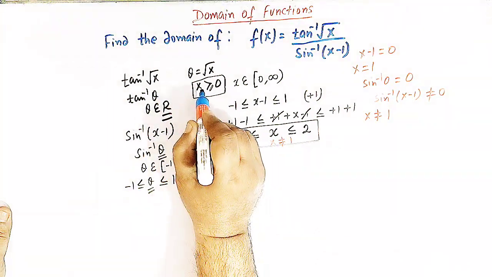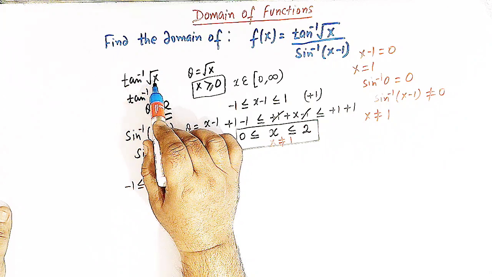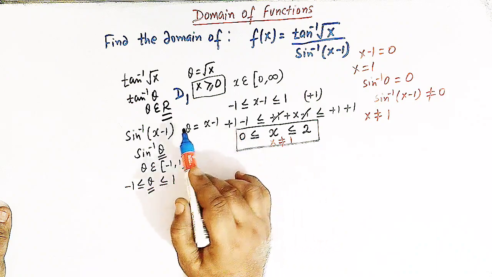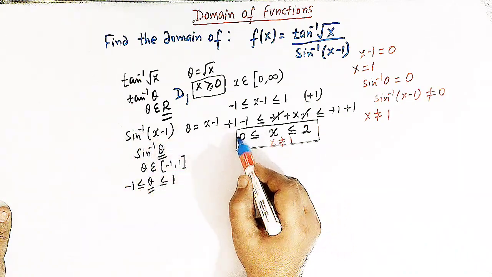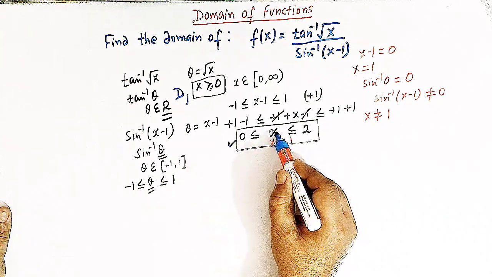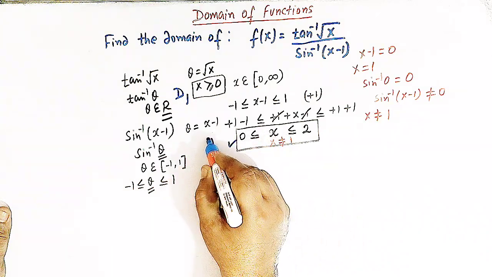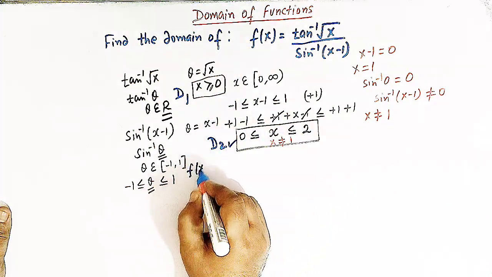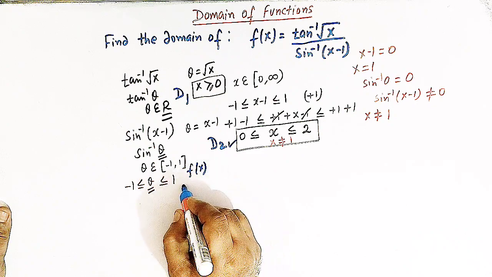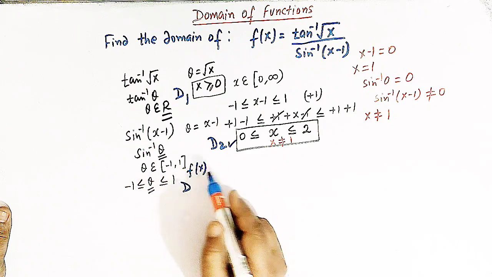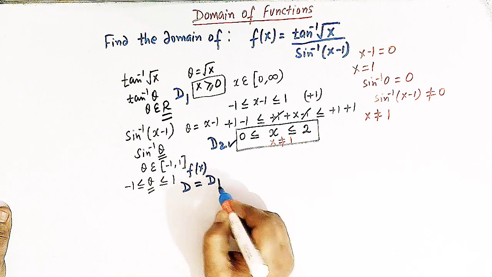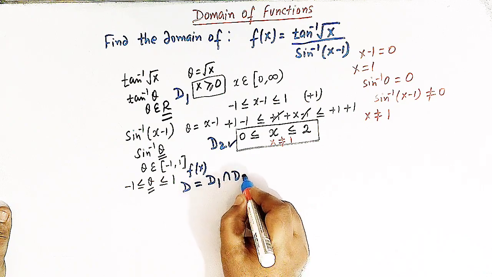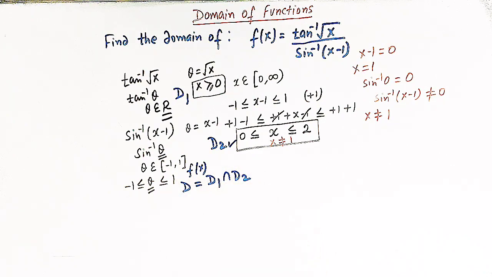So now let us call the domain of tan inverse square root of x as D1, and the domain of sine inverse of x minus 1, which is given by these two expressions, let us call it D2. So the overall domain of the function f of x, say D is the domain of f of x, is given by the common region between D1 and D2. So we have the intersection of D1 and D2.